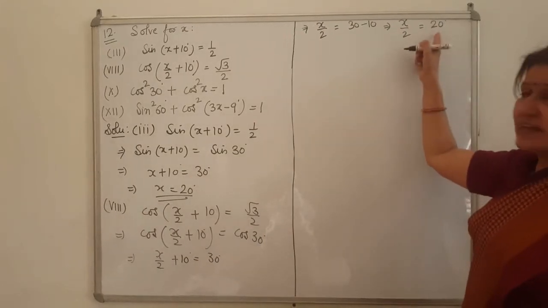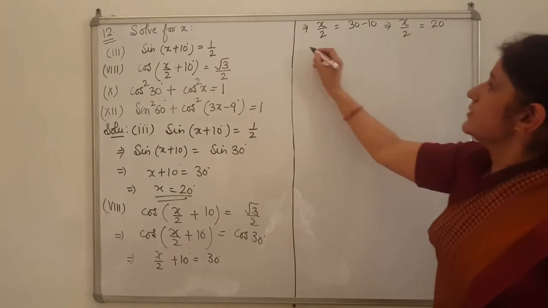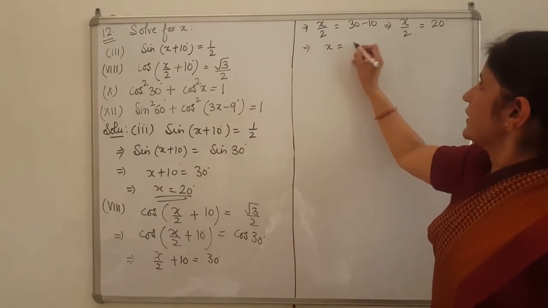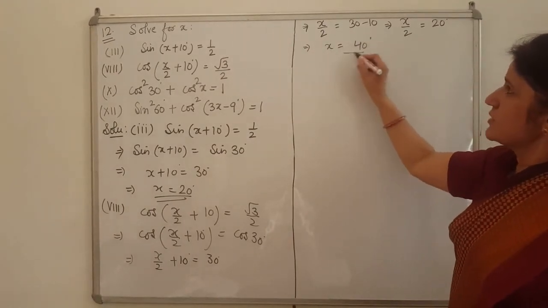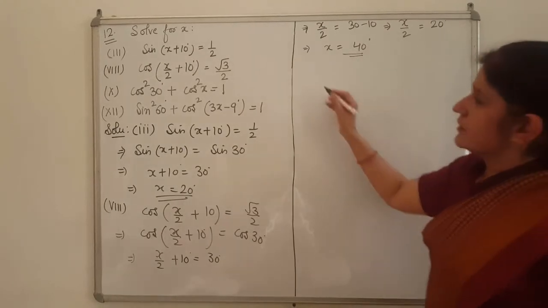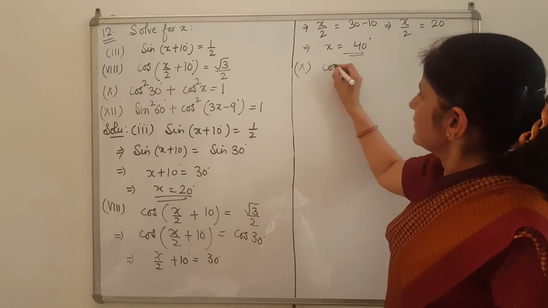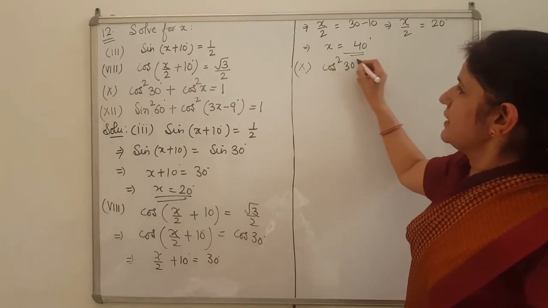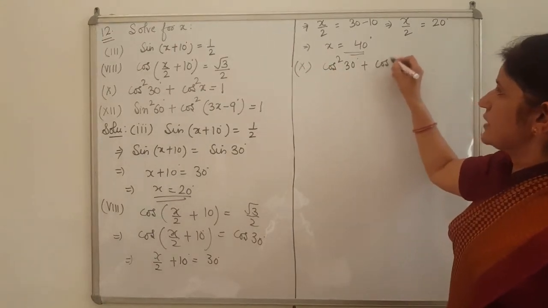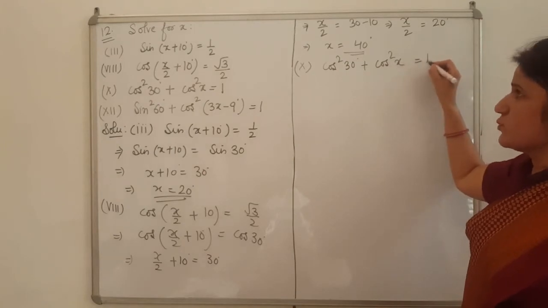Now 2 will get multiplied with 20. So what is x? 2 twos are 4, so 40. So this is answer for 8th part. Now 10th part, cos square 30 plus cos square x equals 1.